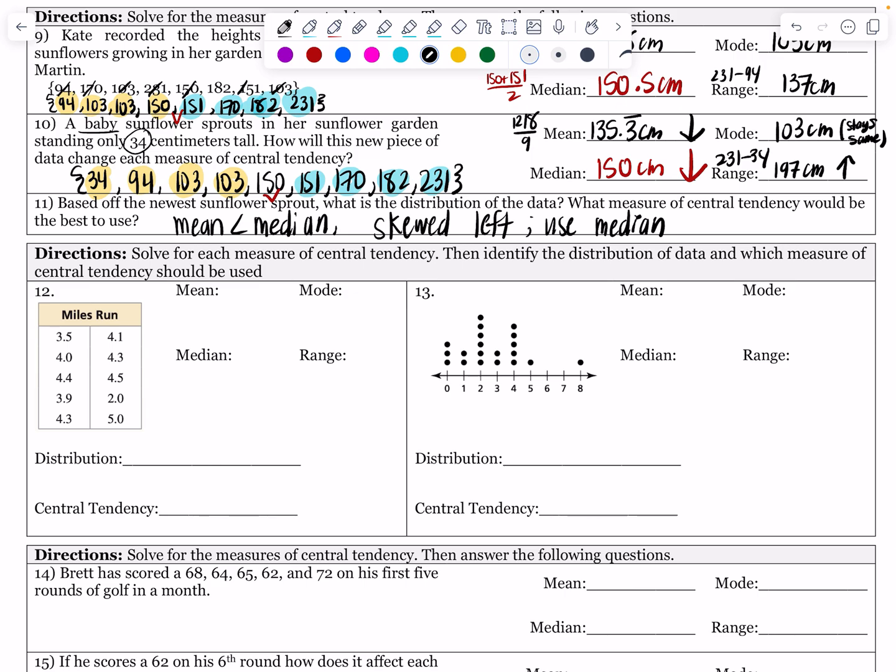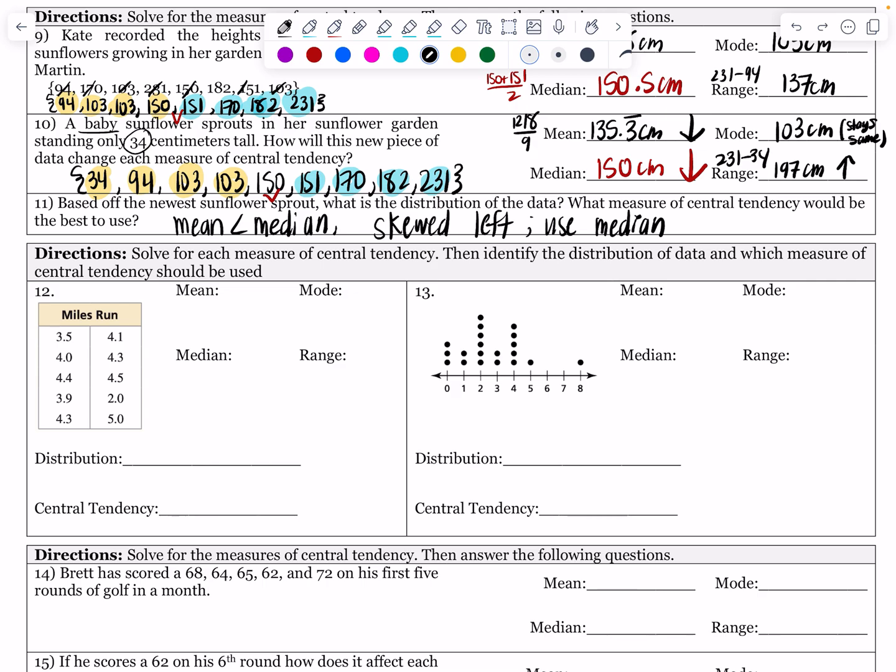All right, so now we are given some data and we want to find the mean, median, mode, and range. So this is the number of miles run, which is not something I'm familiar with as I do not run at all. And so what we're going to do is we're going to add them all up and divide.